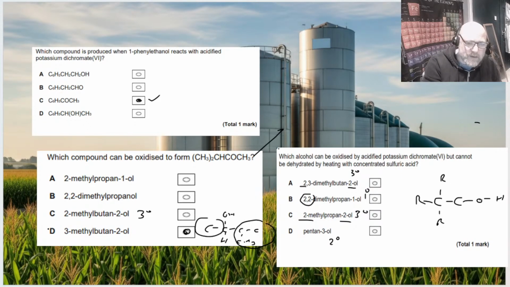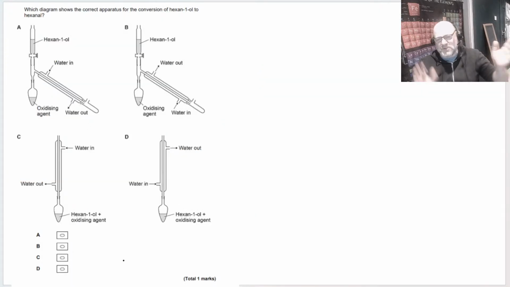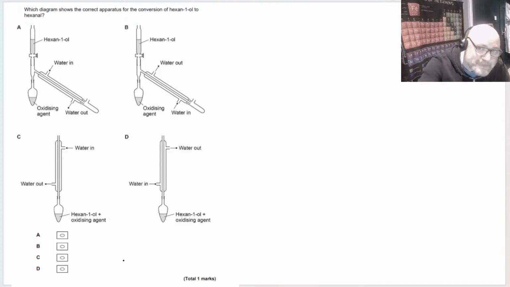Oh, last one. Very last question before I finish. Which one of these is the correct apparatus for making, no, not reflux, distillation. Is it distillation or reflux? We want to make an aldehyde. I can't really read my screen. Hexan-1-ol to hexanal.